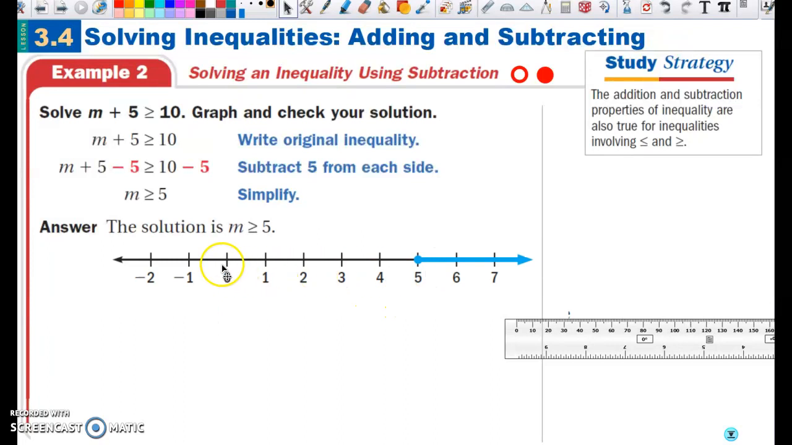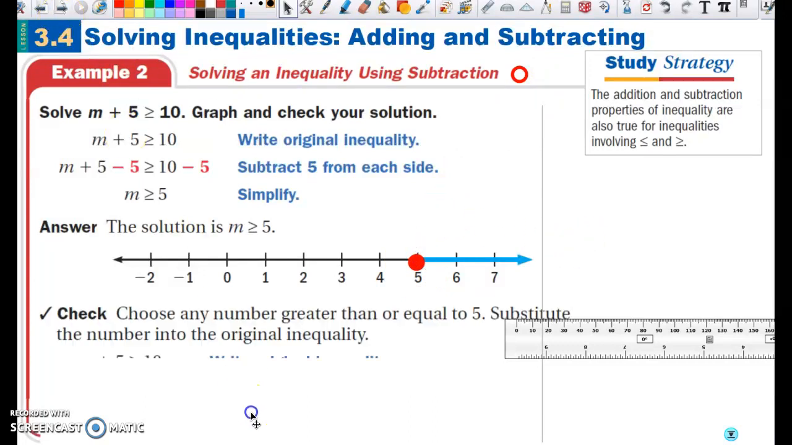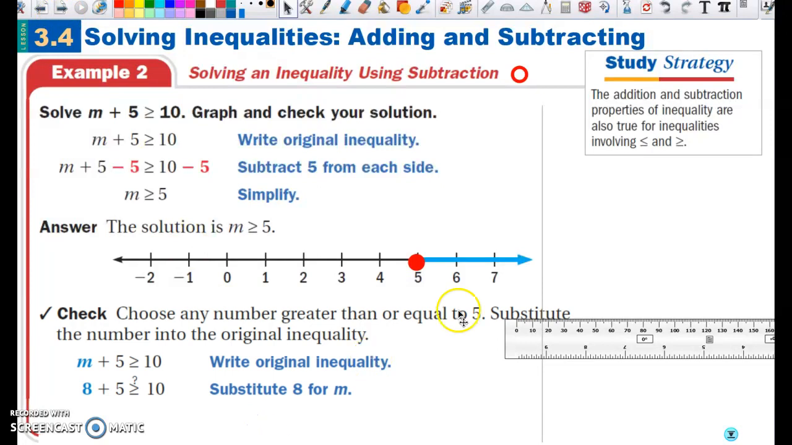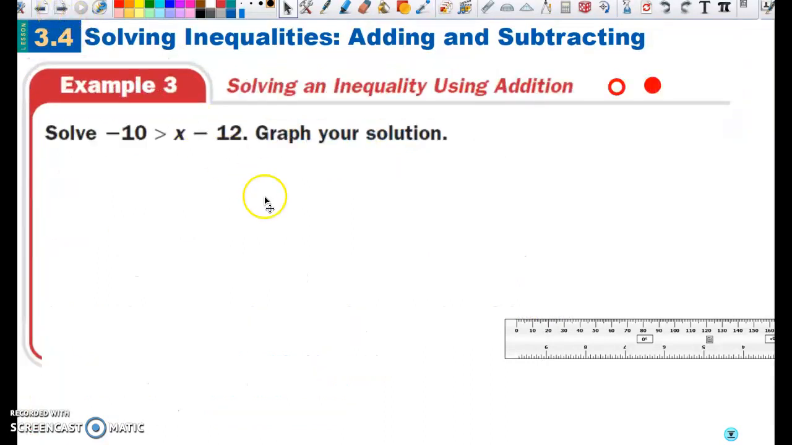There's the number line. Here's 0. There's positive 5. I put a solid circle in there, and it wants to go to the right because it's greater than. You can check by picking any number that's bigger than 5 and putting it in for m. They chose 8. 8 plus 5 is 13. That is bigger than or equal to 10. The addition and subtraction properties of inequality are also true for inequalities involving greater than or less than or equal to, or greater than or equal to.